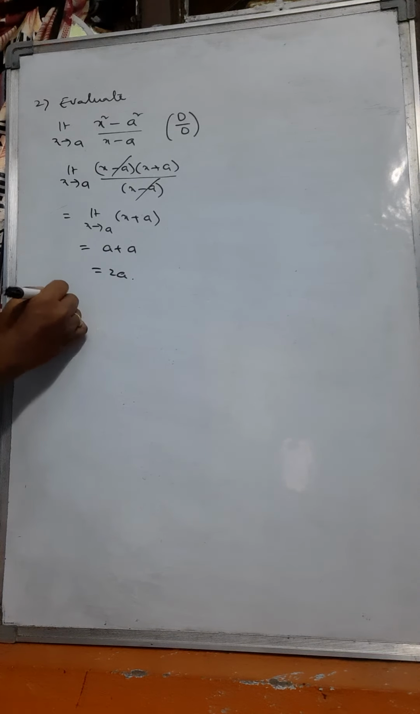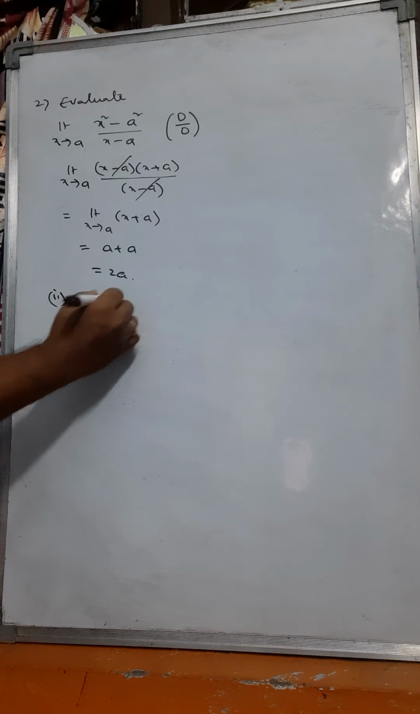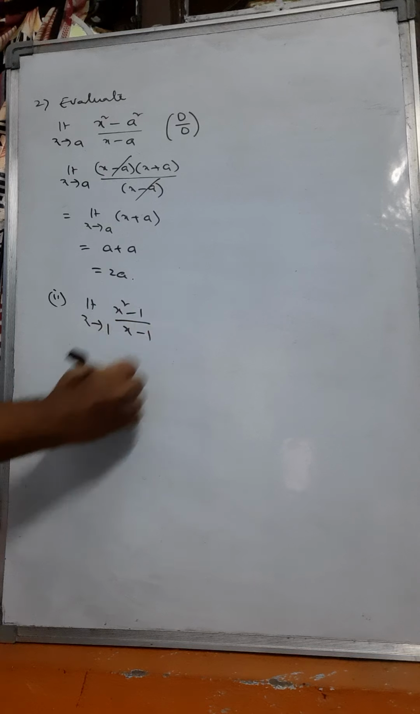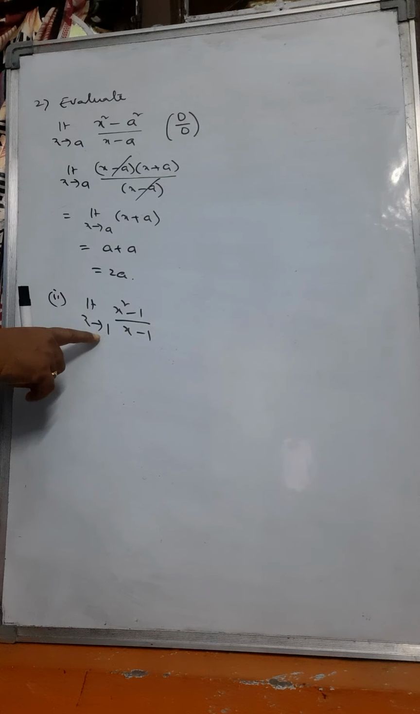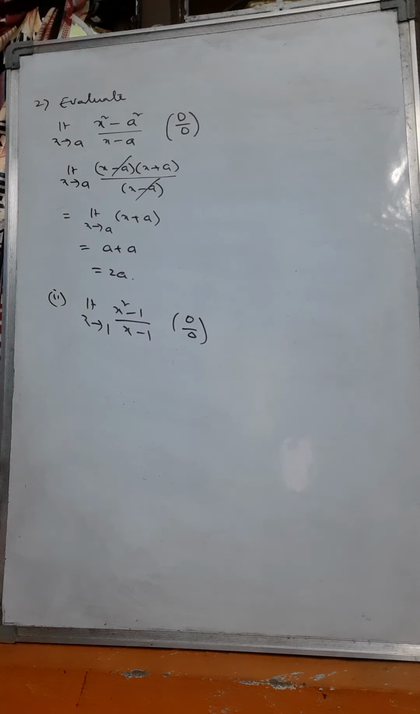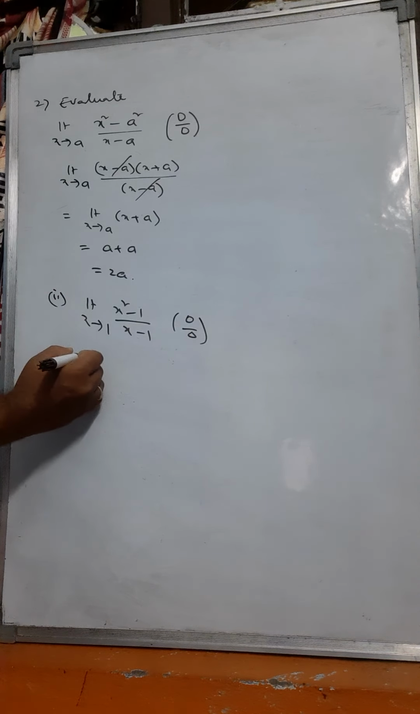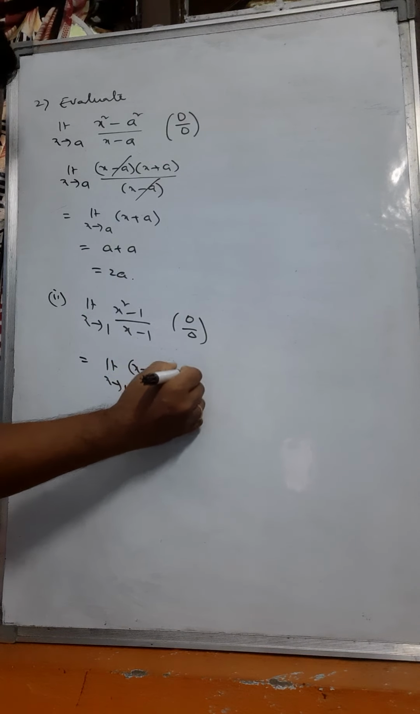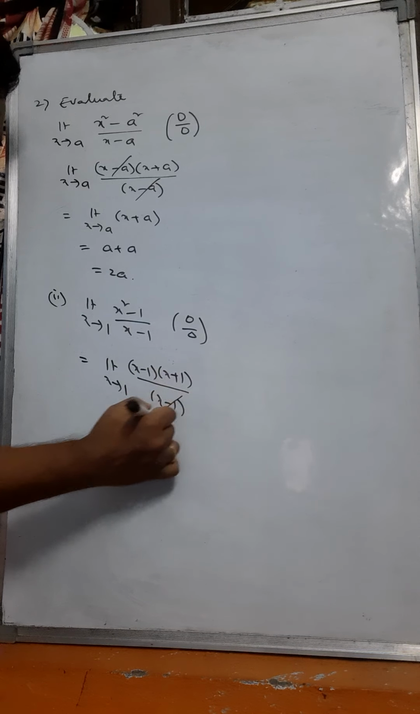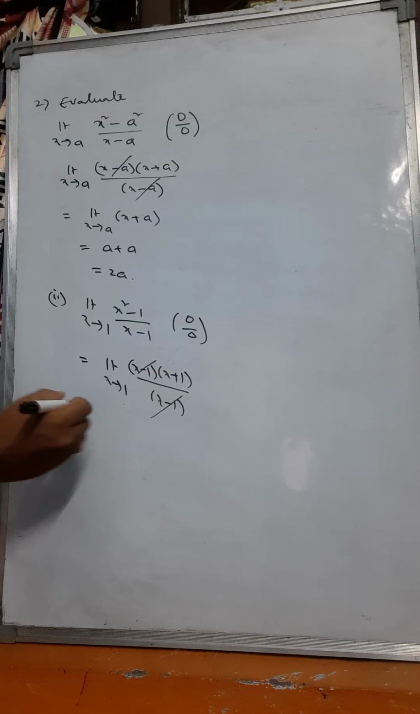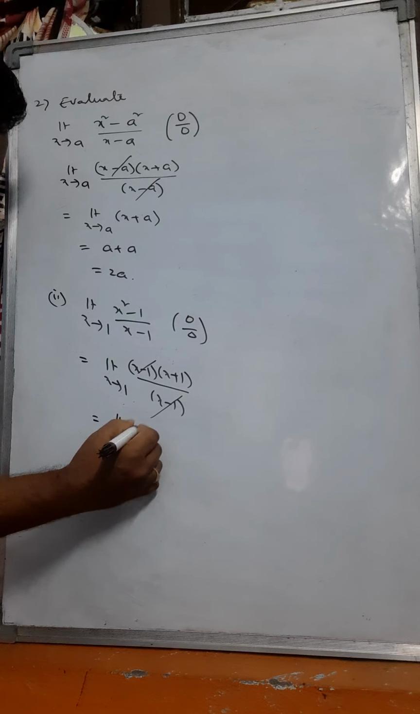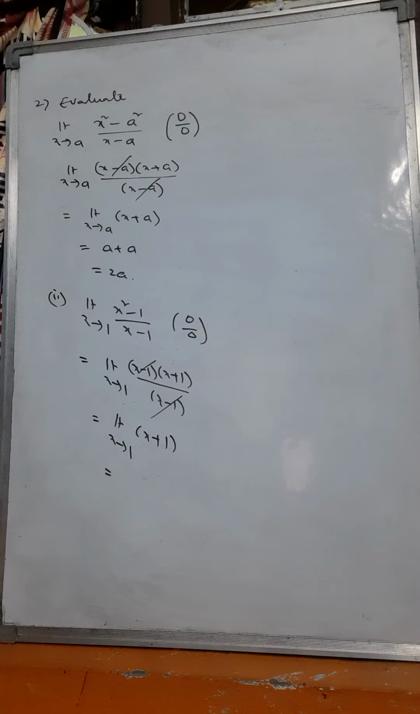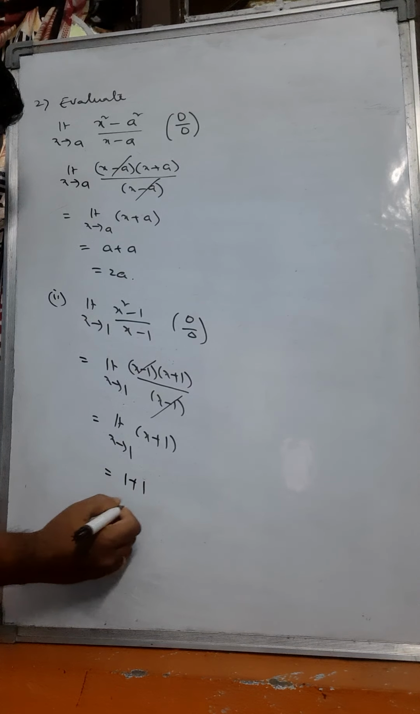Next, in this second problem: limit x tends to 1, (x square minus 1) by (x minus 1). Now here also, if you put x equal to 1, 1 square minus 1 means 0 by 0 form. So it is also an indeterminate form. For this one, we can take limit x tends to 1, (x minus 1) into (x plus 1) by (x minus 1). This x minus 1 will get cancelled. That is equal to limit x tends to 1, x plus 1. Now put x equal to 1. So 1 plus 1 means 2.